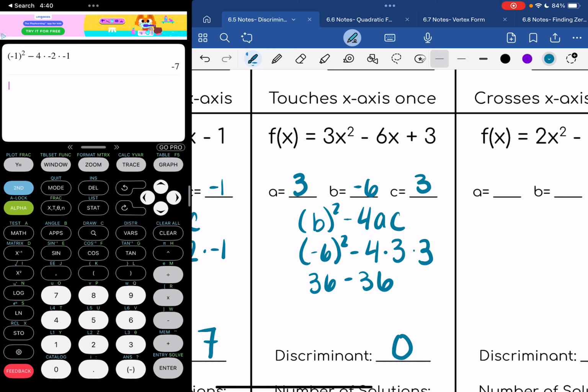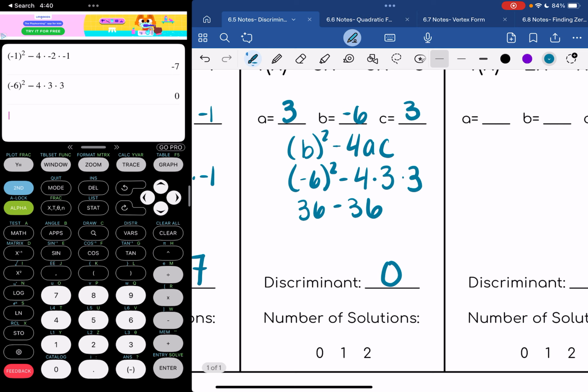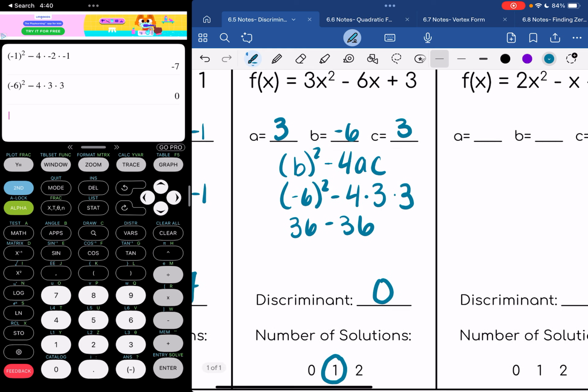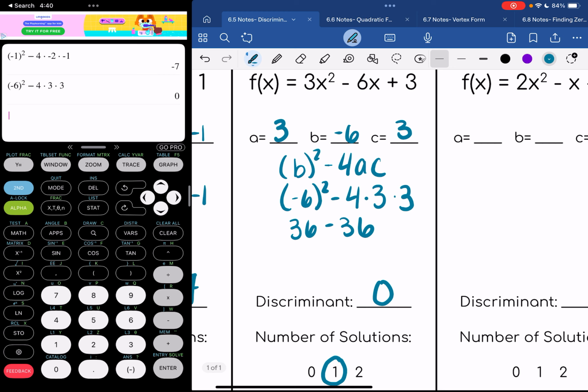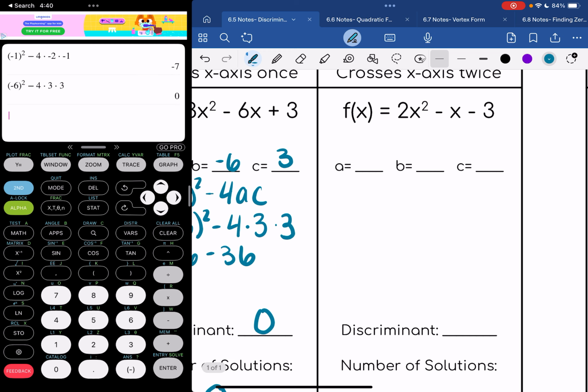If I wanted to do that in my calculator, I could. I would do negative 6 squared minus 4 times 3 times 3. I would get 0. If my discriminant is equal to 0, that means I have one solution. Okay, so we've seen a problem where we're negative and we have no solutions. We've seen a problem where we are equal to 0, so we have one solution. Guess what? We're going to have one where we get a positive discriminant and we have two solutions. Spoiler alert.